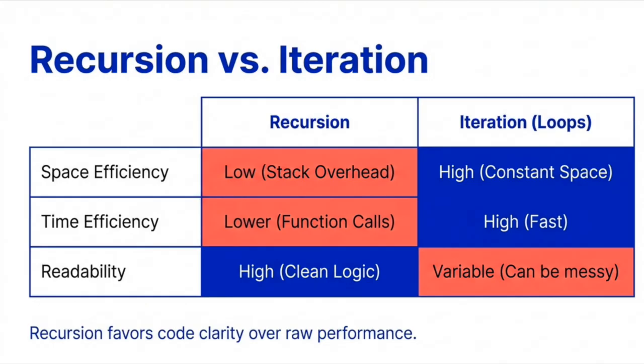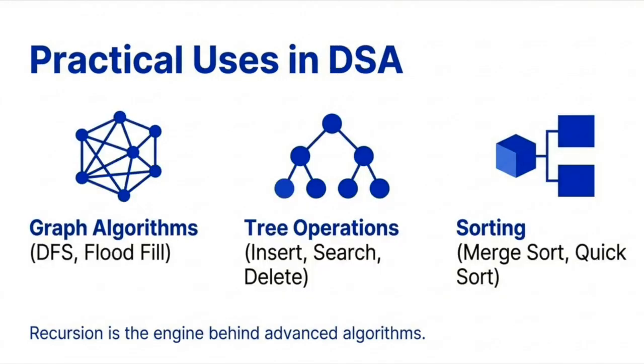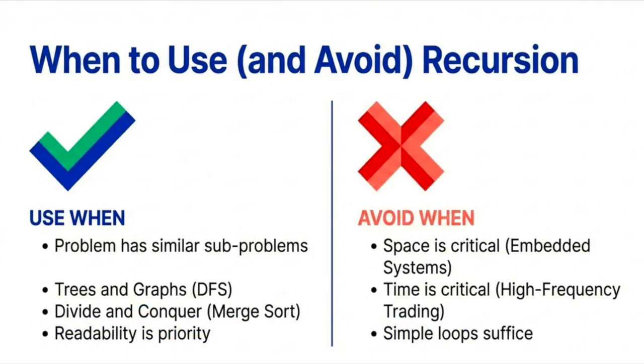Recursion is not always better than a loop. While loops are often faster and use less memory, recursion offers high readability and cleaner logic for complex problems. Recursion is the engine behind advanced algorithms like merge sort, quick sort, and graph depth first search. It is the priority when readability and working with complex structures like trees are the goal.